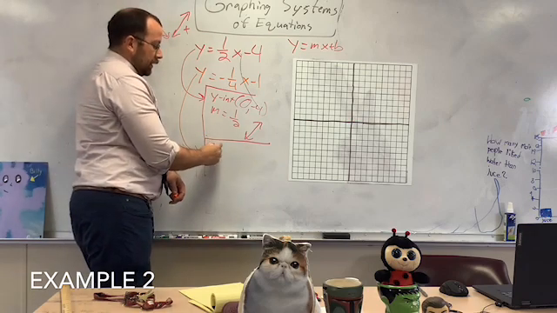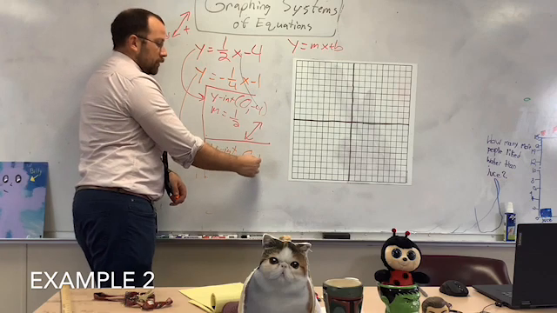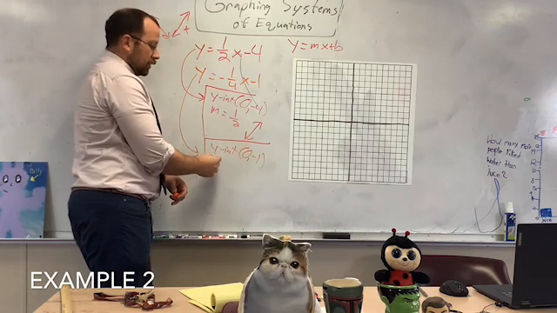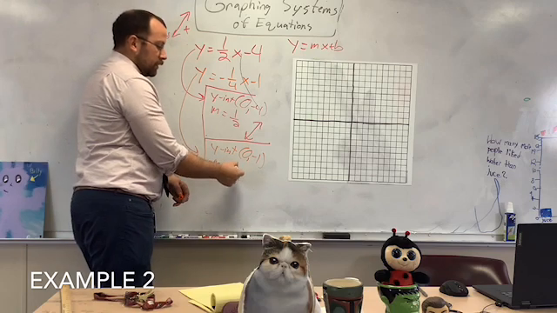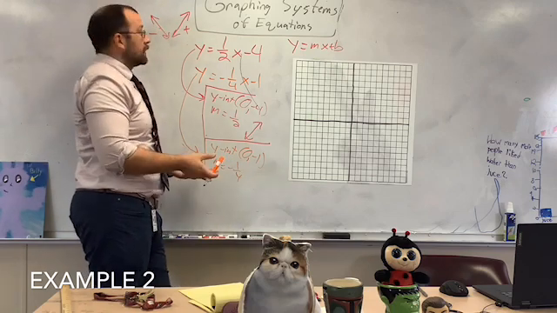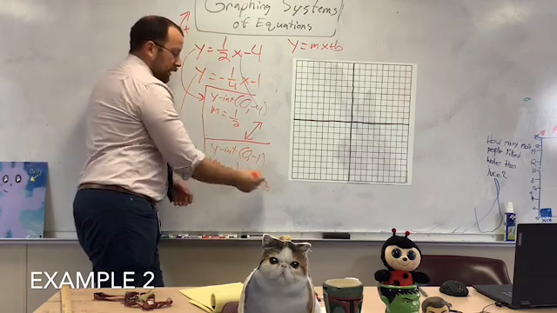Our y-intercept is -1, so 0, -1. Our slope is -1/4. It's already in rise over run form, so we don't have to do anything with it. And since it's negative, it's going to give us a negative line.